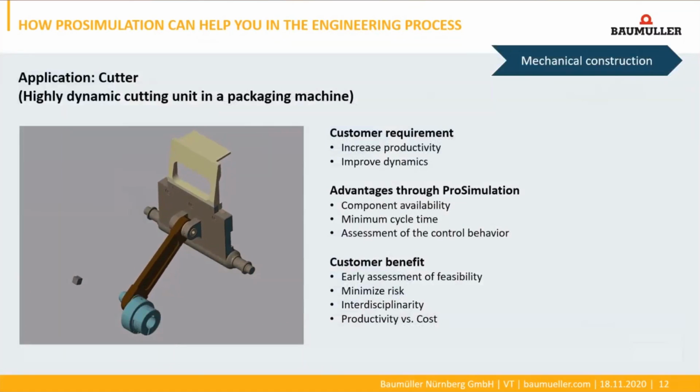In this case, the customer wanted to build a new machine that, due to market requirements, should have higher productivity and improvement in dynamics. With ProSimulation, we support the customer in his mechanical construction by showing available components and being able to determine the resulting minimum cycle times. Furthermore, the control behavior of the current mechanics could be estimated with ProSimulation.